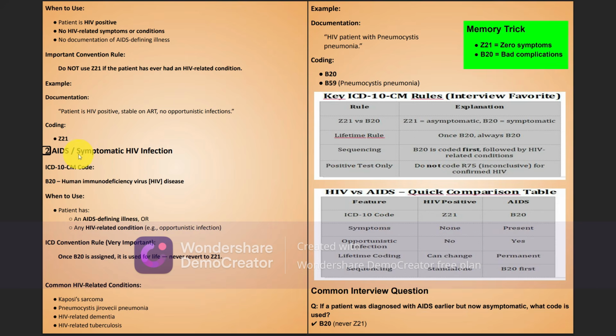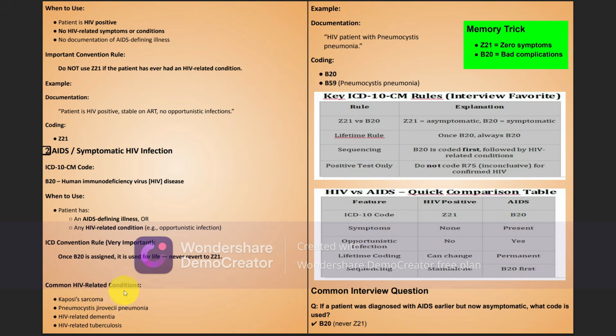Second point: AIDS or symptomatic HIV infection, ICD code B20, human immunodeficiency virus (HIV) disease. When to use: patient has an HIV defining illness, any HIV related conditions, opportunistic infections. ICD convention rule, very important: once B20 is assigned, it is used for life. Never revert to Z21.